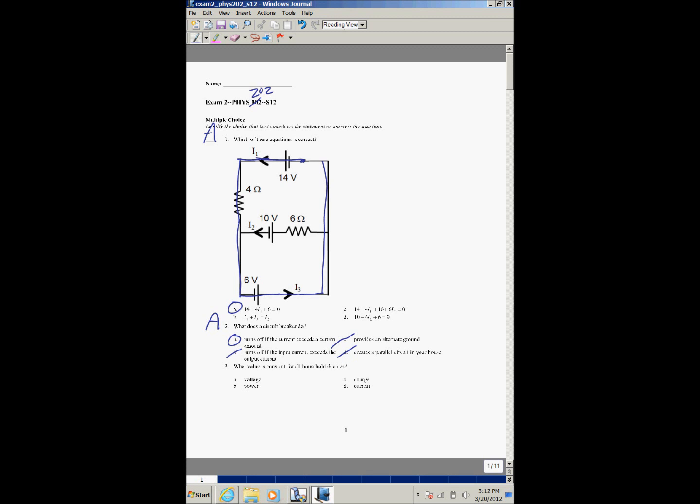What value is constant for all household devices? That would be voltage, so A. Devices in a house have different powers, they have different currents, and they also have a different amount of charge going through them. So the only thing that's constant is the voltage.